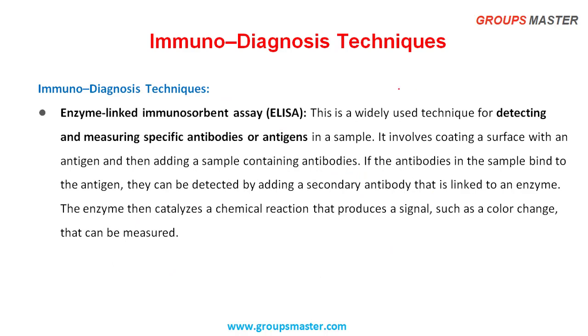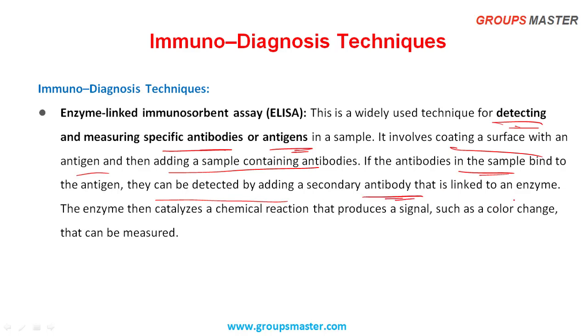ELISA test, first one. This is a widely used technique for detecting and measuring specific antibodies or antigens in a sample. It involves coating a surface with an antigen, then adding a sample containing antibodies. If the antibodies in the sample bind to the antigen, they can be detected by adding a secondary antibody that is linked to an enzyme. The enzyme then catalyzes a chemical reaction that produces a signal, such as a color change, that can be measured.